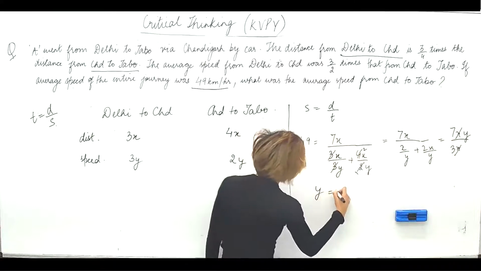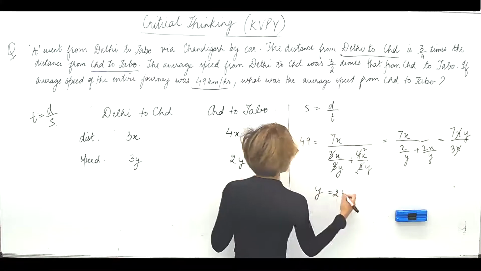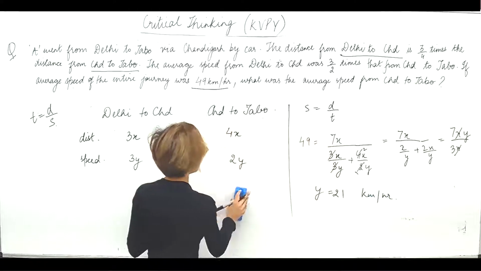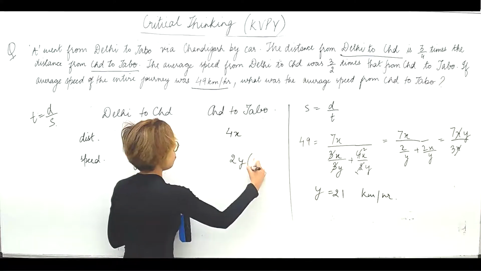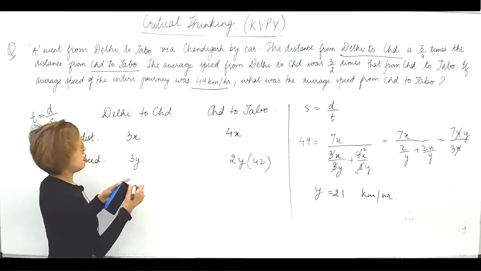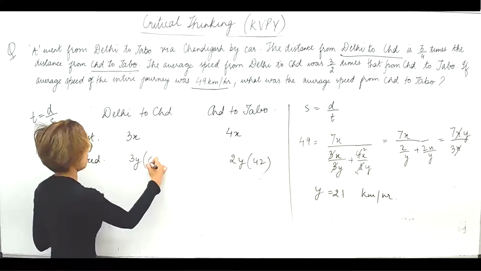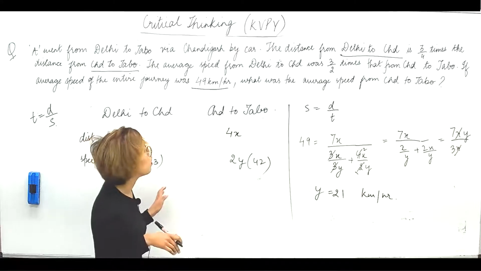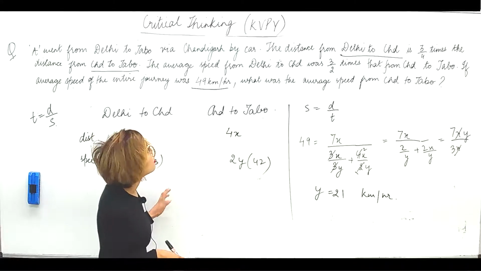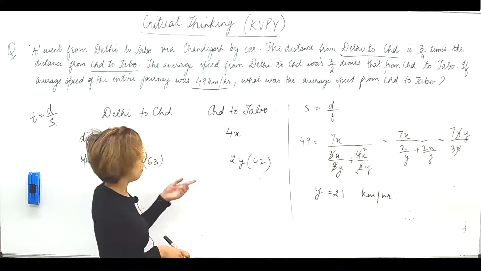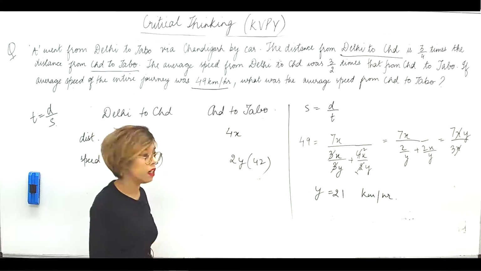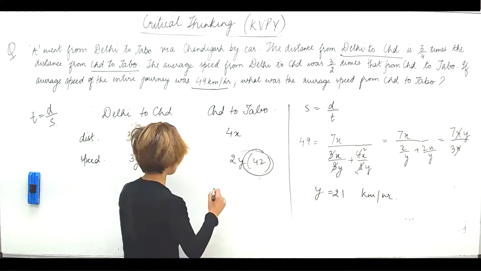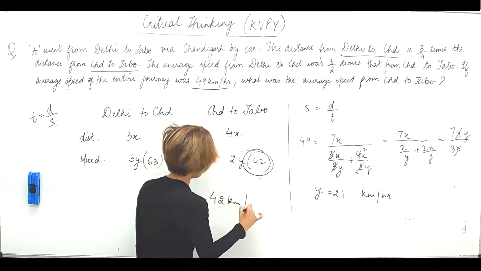So that means y will turn out to be 21. What was y? Yes, speed. So 21 km per hour. So y is 21, so this is 42, and this is 3 into 21, 63. I don't know whether we need it or not. What was the average speed from Chandigarh to Tabo? That is 42. I wrote both earlier. Oops, I needed y, which already came. So that means the average speed is 42 km/h.